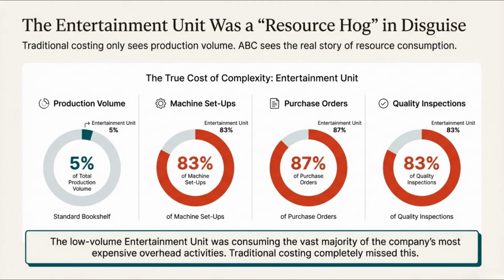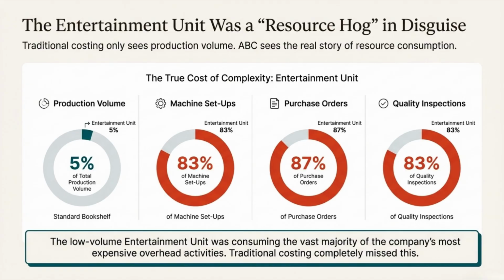But now look at machine setups. The entertainment unit, with just 5% of volume, consumes 83% of all machine setups. Why? Because it's made in small batches, each requiring a fresh setup. Purchase orders? Even more extreme. The entertainment unit drives 87% of all purchase orders because its complex design requires many specialized components. Quality inspections? Again, 83%. Complex products need more checking.